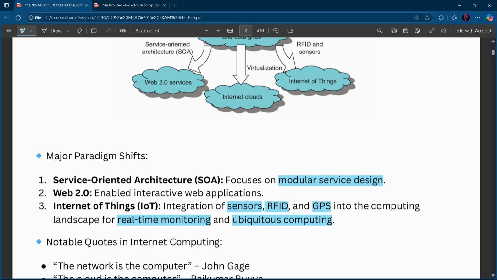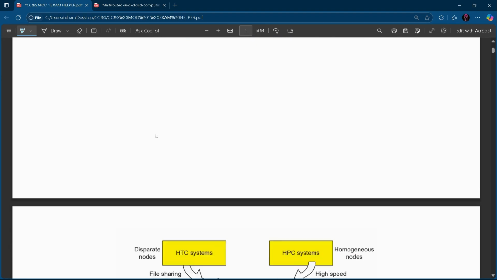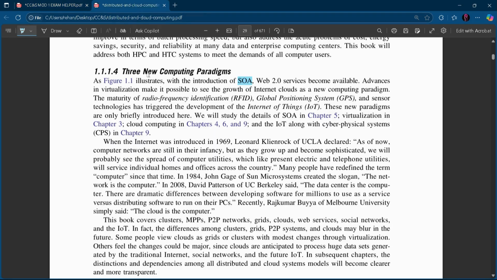Web 2.0 enabled interactive web applications. You can talk about search engines, all the Google things which you do. We spoke about them here, search engines and web services. Then IoT is the integration of sensors, like RFID. What is RFID? It is radio frequency identification. GPS is the global positioning system. IoT, Internet of Things, that's it.